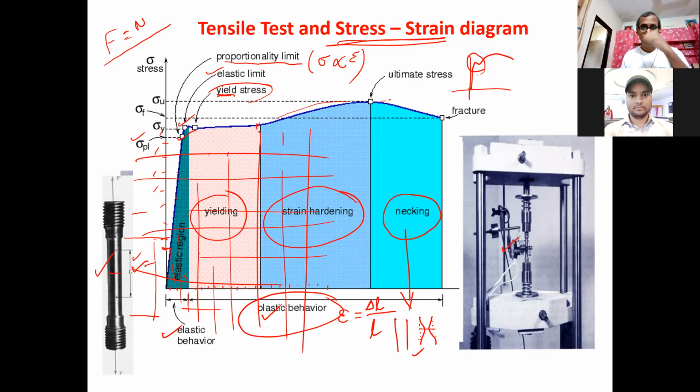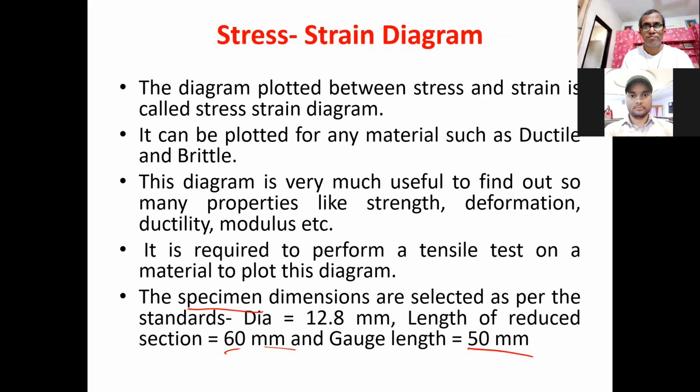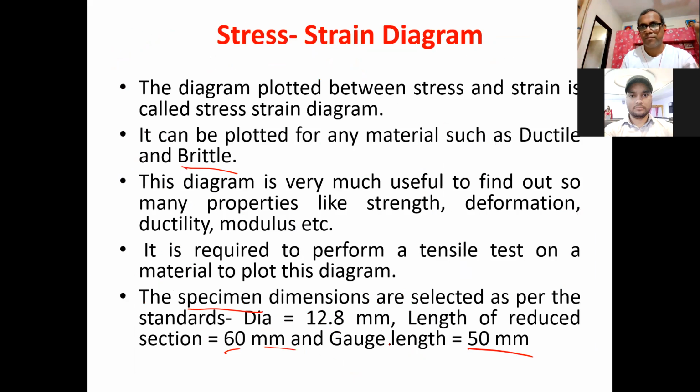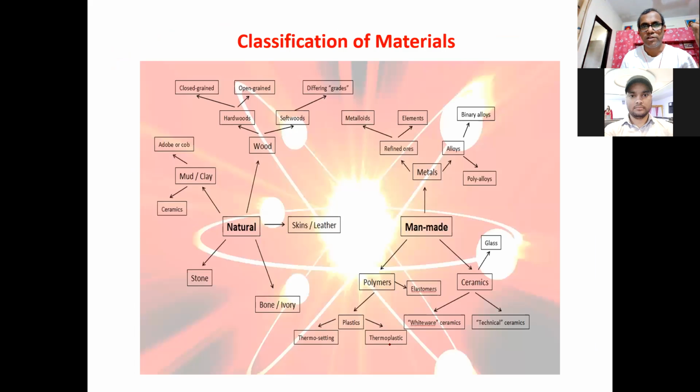Now अगर यही डायग्राम हम प्लॉट करते हैं, stress and strain diagram for brittle material, what will happen? Brittle material में plastic deformation नहीं होता, तो कर्व कहां तक रहेगा? अप टू ओनली दिस पॉइंट. इतना जो पार्ट है कर्व का, this will not be in case of brittle material. क्लियर हो गया? Good. So it is clear to you.